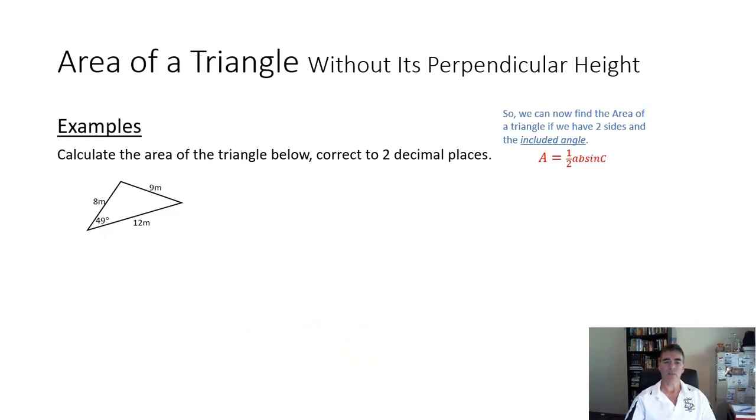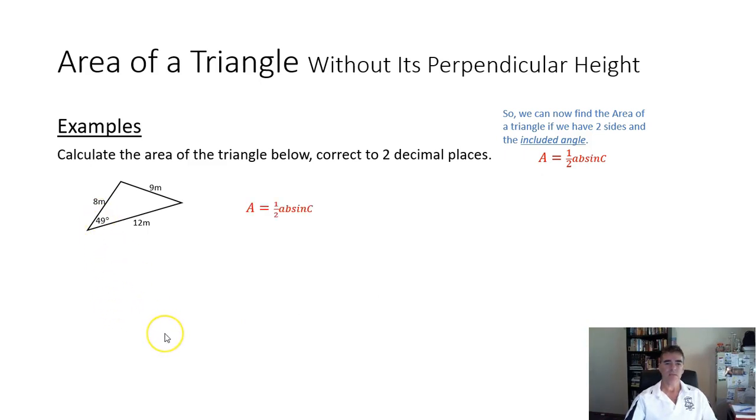Alright, so let's have a look at a couple of examples. Our first example, we're going to calculate the area of this triangle, correct to two decimal places. And you'll notice that we're actually given three sides in this example, but we know we only need two sides and the included angle. So that's the angle between two of the sides.